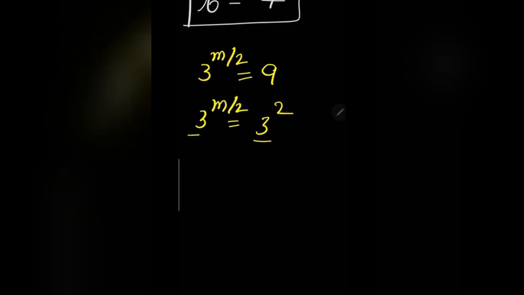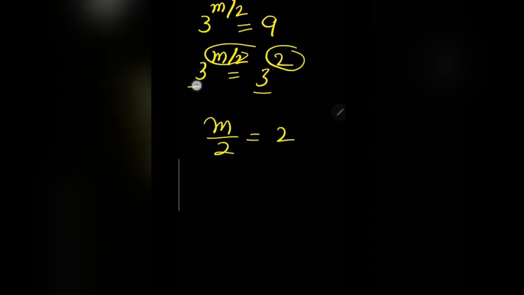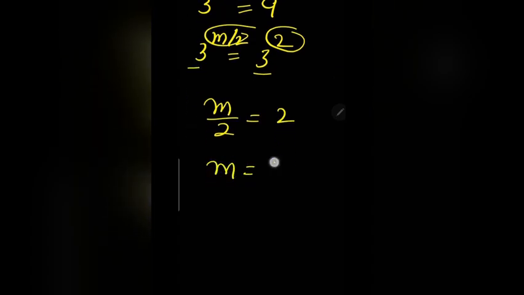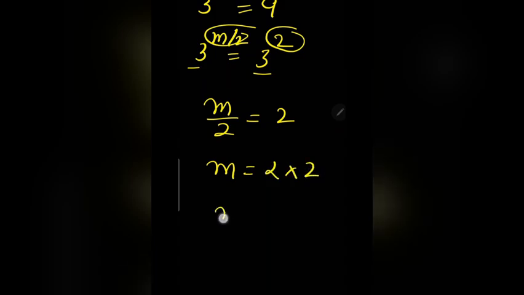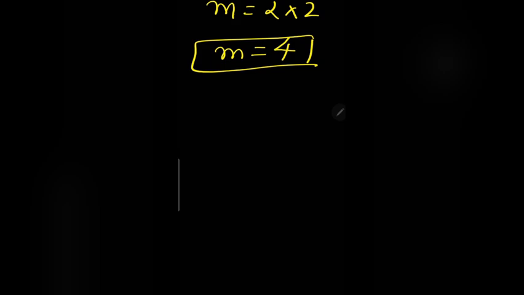Now we know if the bases are the same, the powers are equal. It means m upon 2 is 2, or m is equal to 2 multiplied by 2, which is 4. So the value of m is 4. Now you can verify this.